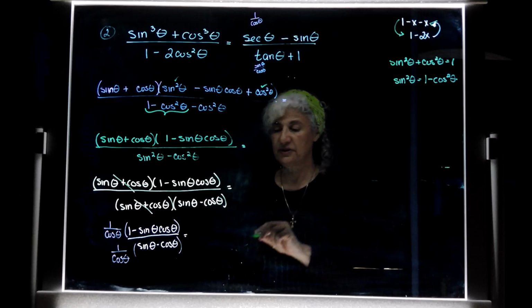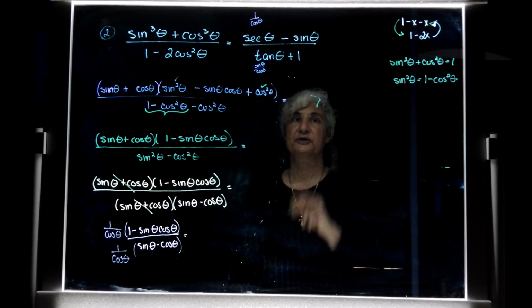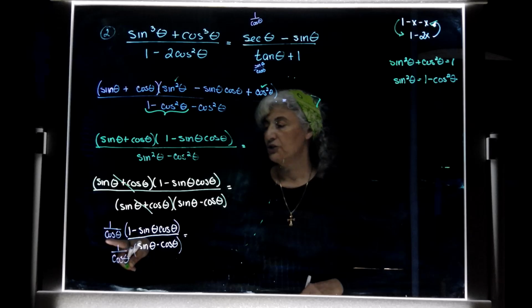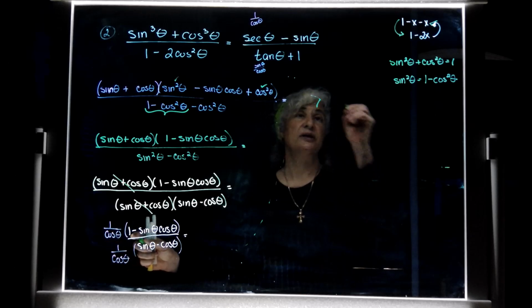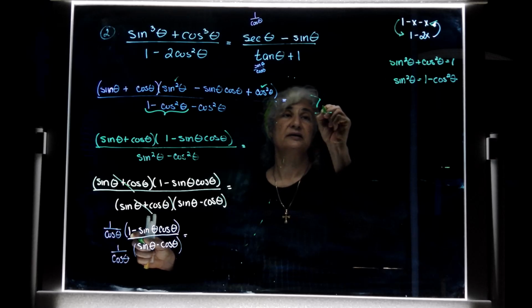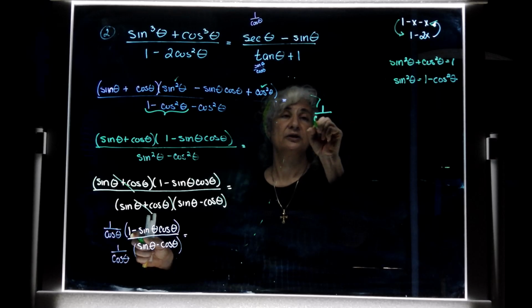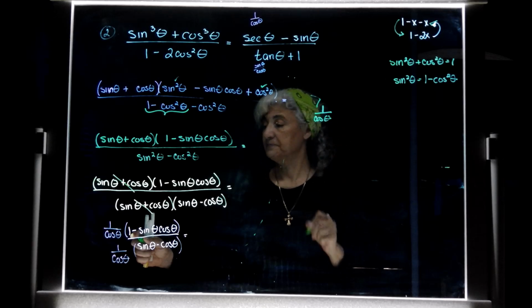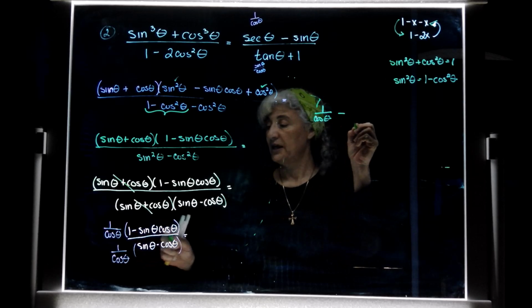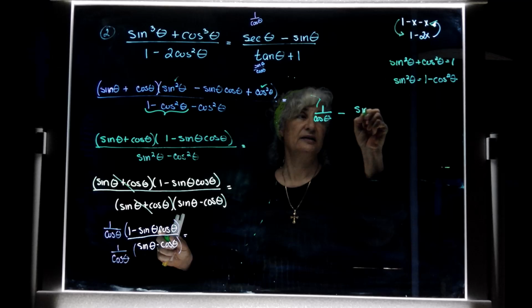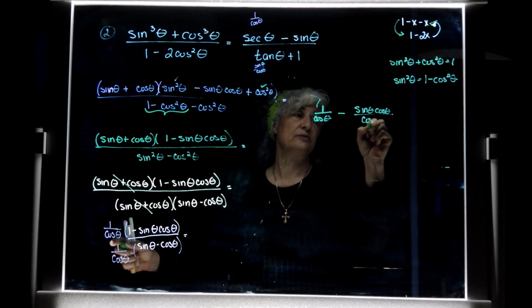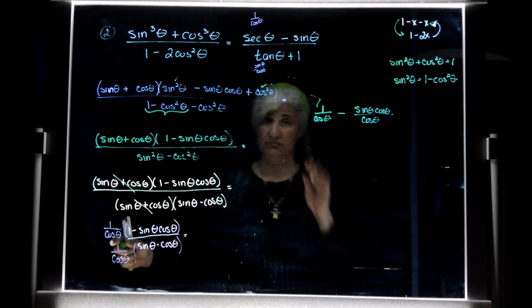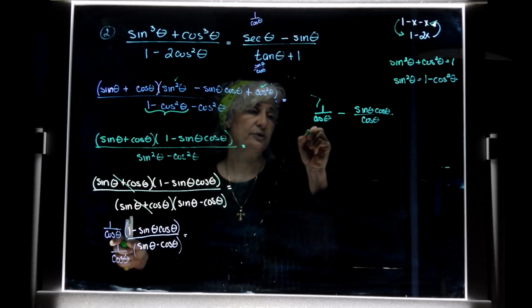So I'm going to continue this over here because I'm running out of board space right there. I'm just looking at the numerator. 1 over cosine times 1 is 1 over cosine theta minus, and then I'm going to take sine theta times cosine theta and multiply it by 1 over cosine theta, which gives me this lovely fraction. It's okay. It's going to work out.